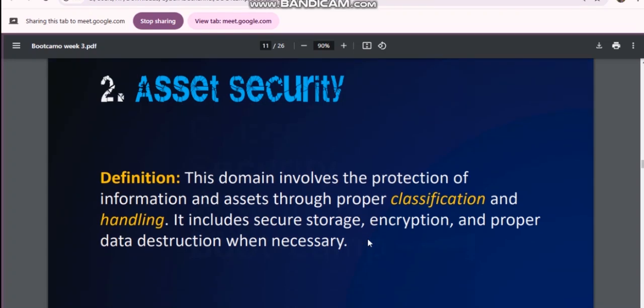So the second one is asset security. This domain involves protection of information and assets through proper classification and handling. It includes secure storage, encryption, and proper data destruction when necessary.